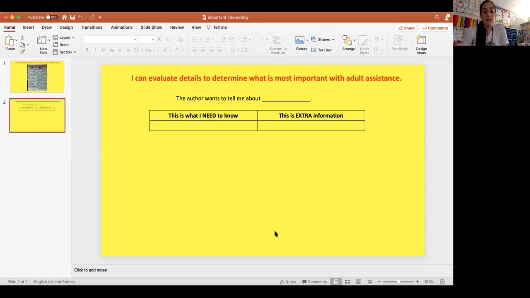Okay, so we're going to start off our lesson with a book on Raz Kids. I'm going to pull it up on my screen now, and we're going to read it together.